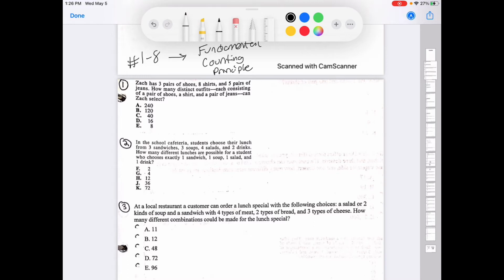So number 1, Zach has 3 pairs of shoes, 8 shirts, 5 pairs of jeans. How many distinct outfits can we come up with? So first group is shoes, there's 3. Second group is shirts, there's 8. Third group is jeans, and there's 5 of those. So multiplying these together, we will get 120 different combinations.